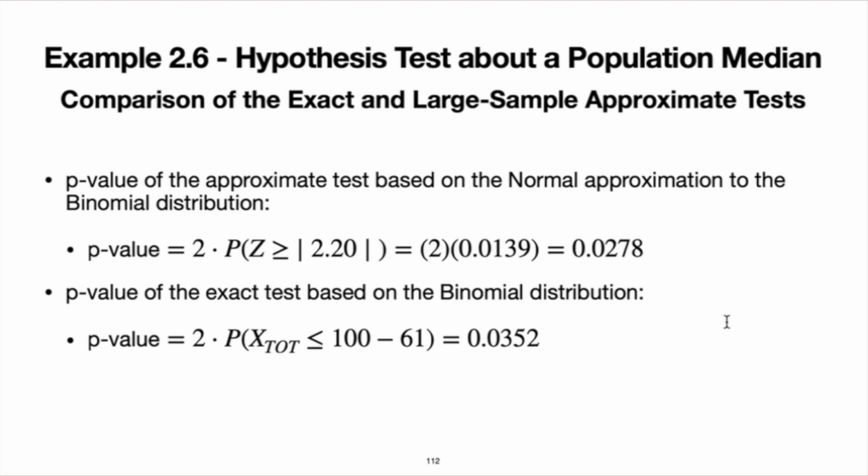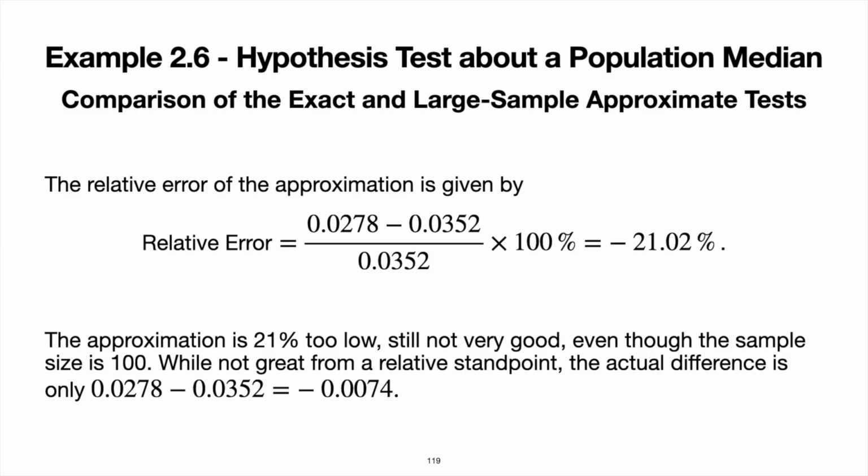So again, before we finish this up, we want to compare the p-values. We can compare these two procedures, the large sample procedure and the exact procedure. The approximate p-value using the large sample procedure was 0.0278, and so this 0.0278 represents an approximation to the true p-value from the exact reference distribution, which is 0.0352. Let's calculate the relative error. We see that, wow, it's negative 21.02%. So the approximation here is 21% too low.